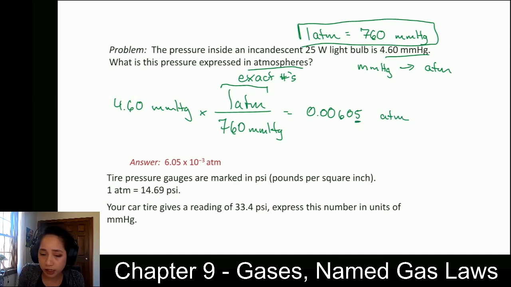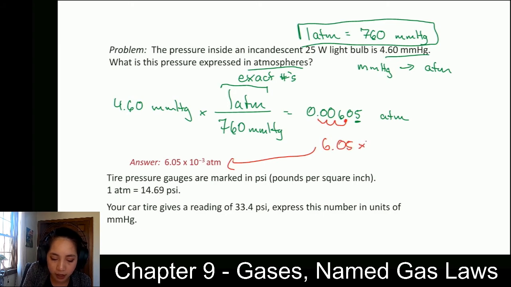To convert this into scientific notation, because there are a lot of zeros there, I can move the decimal place 1, 2, 3 times, and since it's a small number, it will have a negative 3 exponent, because I moved the decimal place to the right. But I just remember, okay, this is a small number, so the exponent should be a negative number in scientific notation. So this answer would be 6.05 times 10 to the -3 ATM.